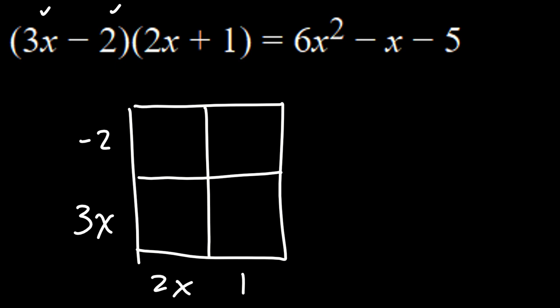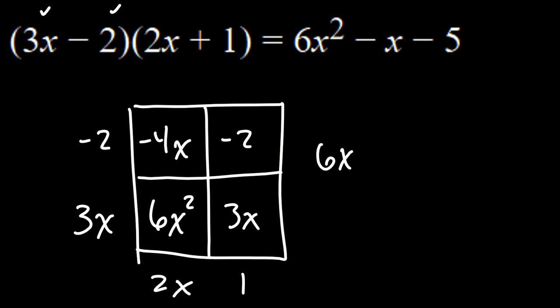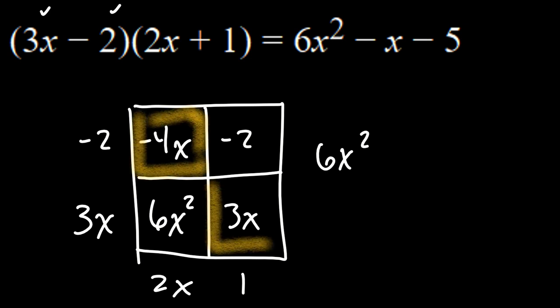The pieces that I have here: this is 3x high by 2x wide, so this is 6 times x squared. X times x is x squared. This is negative 2 high by 2x, so this is negative 4x. This is negative 2 by 1, and then this is 3x by 1, which would be 3x. If I combine these, I do get 6x squared, and when I combine the negative 4x with the 3x, I do get a negative x. But then where it differs is that this is a negative 2, and I can see up here I had a negative 5. So again, I think this would work.